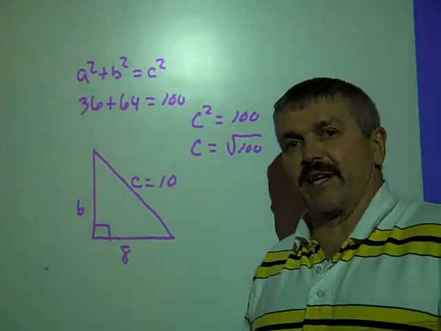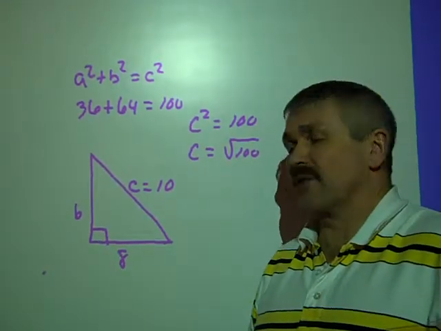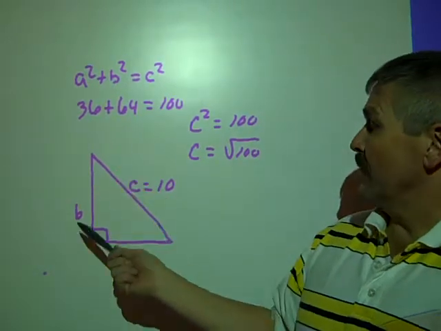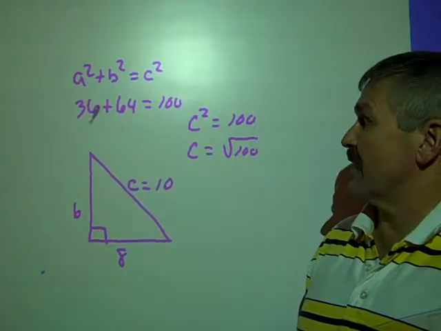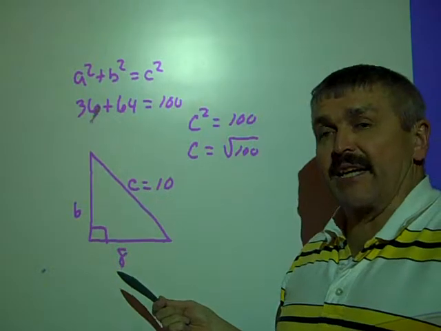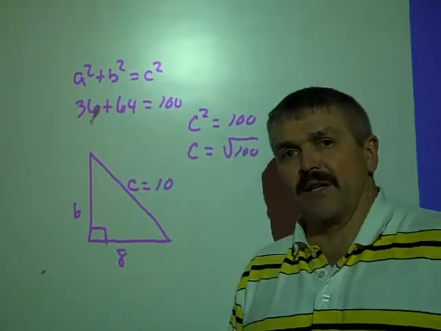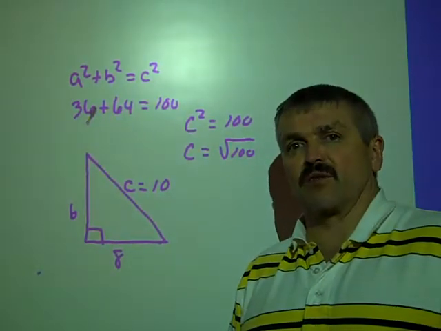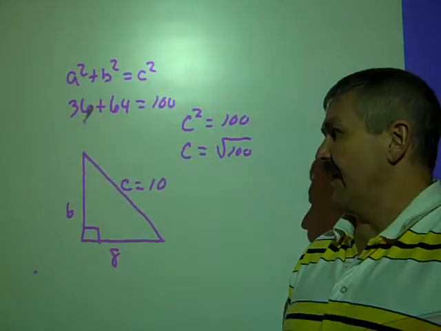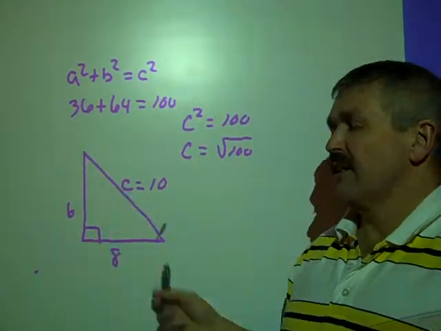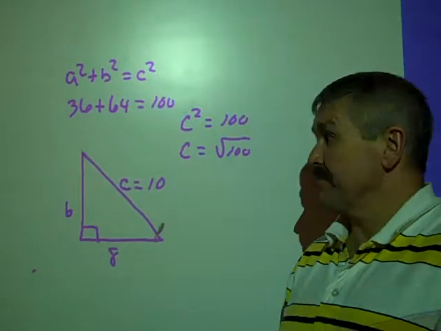Here's how we find out the answer for C, or for our hypotenuse in this right triangle. We take 6 times 6, which equals 36. We take 8 times 8, which equals 64. We add them together, they equal 100. Take the square root of 100, and it equals 10. So our hypotenuse in this case is equal to 10.